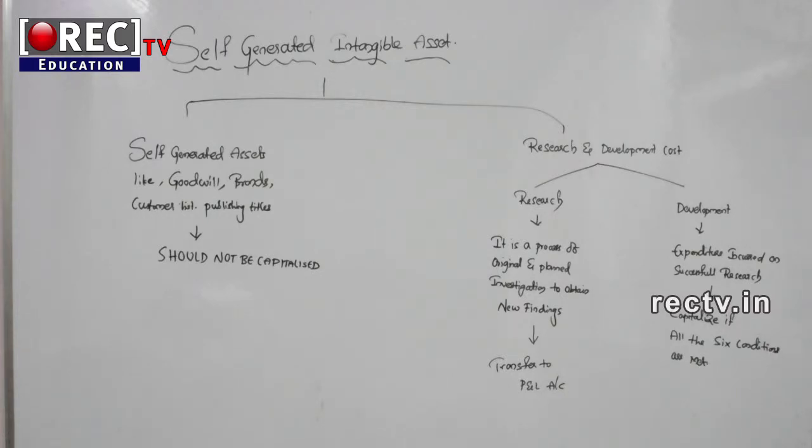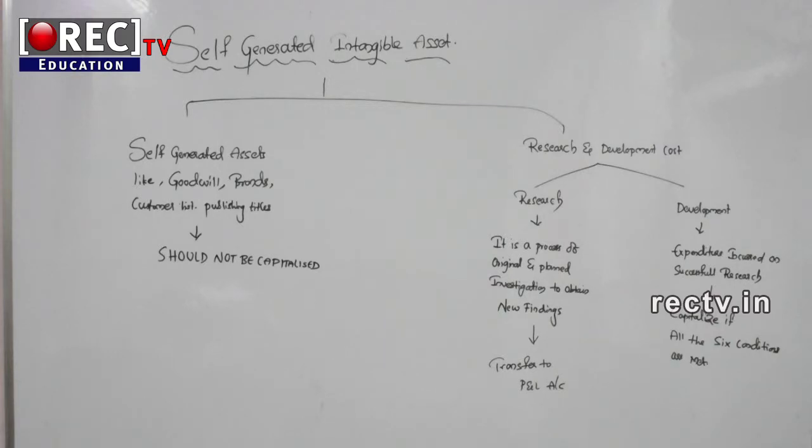And the third condition is intention to complete the intangible asset. Fourth, availability of adequate technical and financial resources to complete the intangible asset. Fifth, it should be probable that the intangible asset will generate future economic benefit. And the last, that is sixth, cost can be measured reliably. So friends, the first condition is technical feasibility.